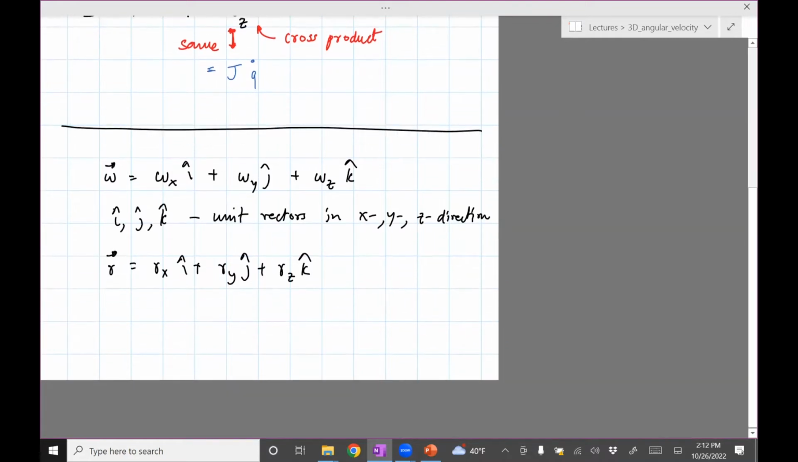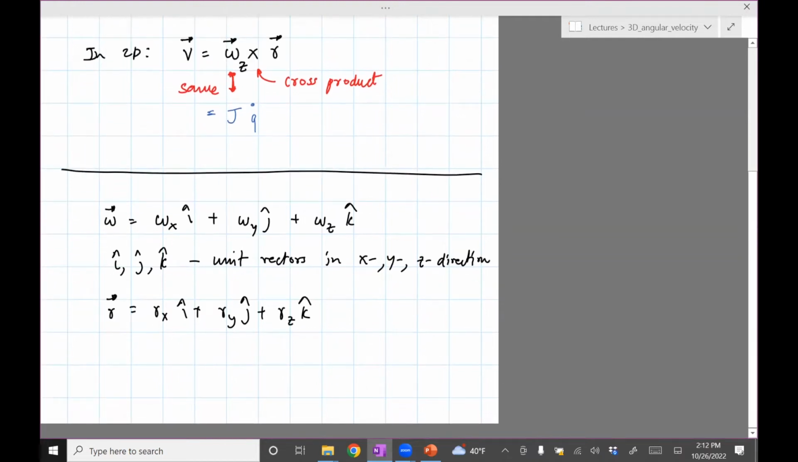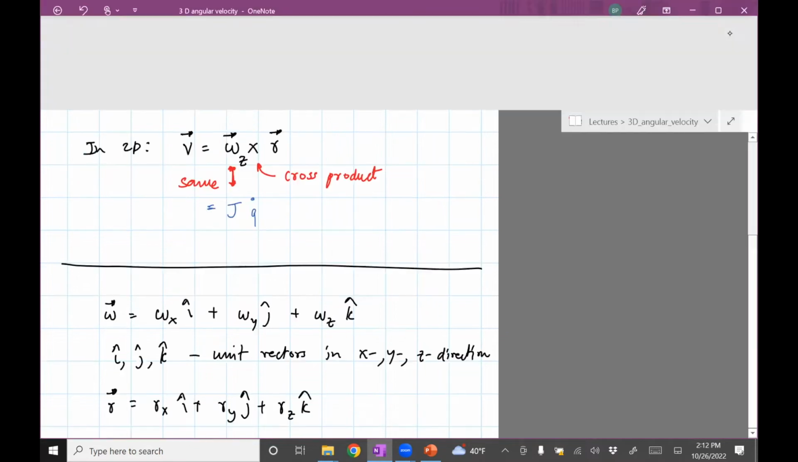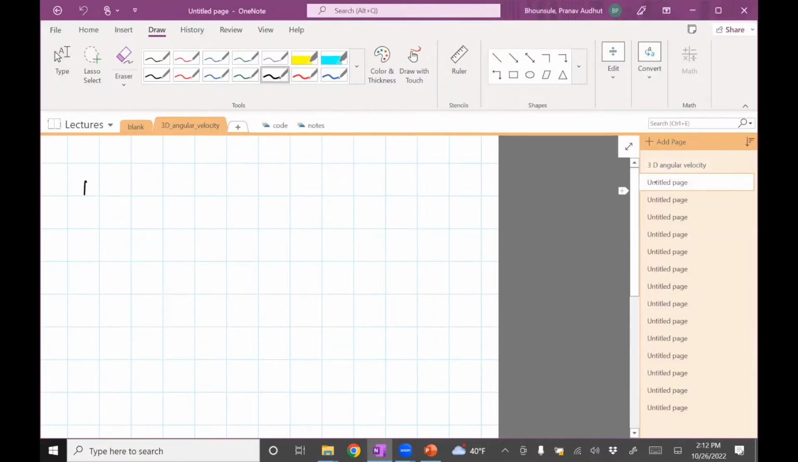Now that we've said that, let's try to understand what we can do with omegas and v's in 3D, and that's what the whole class is going to be dedicated to. So in 3D, v equals omega cross r is still true. Same as in 2D, right? We wrote that, and that's true.